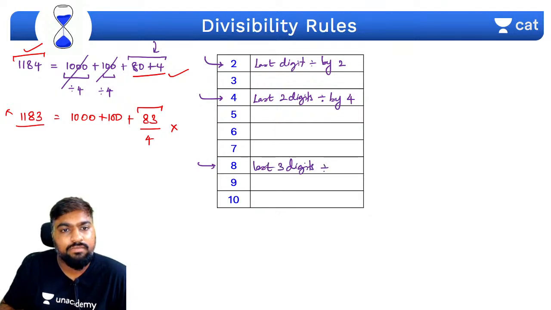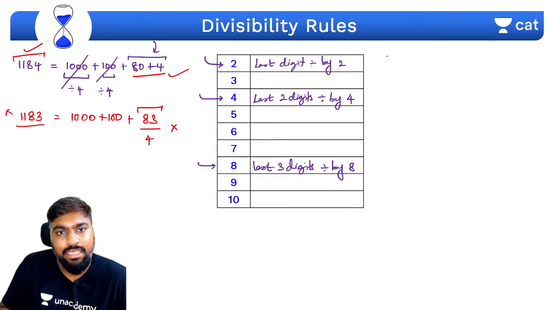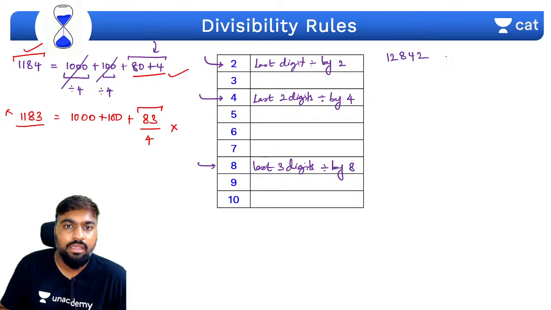Last 3 digits must be divisible by 8. Why do we do that? Listen to this again. Same concept. Let's take 12,842. Yes, 12,842. I know that I can write this as what?